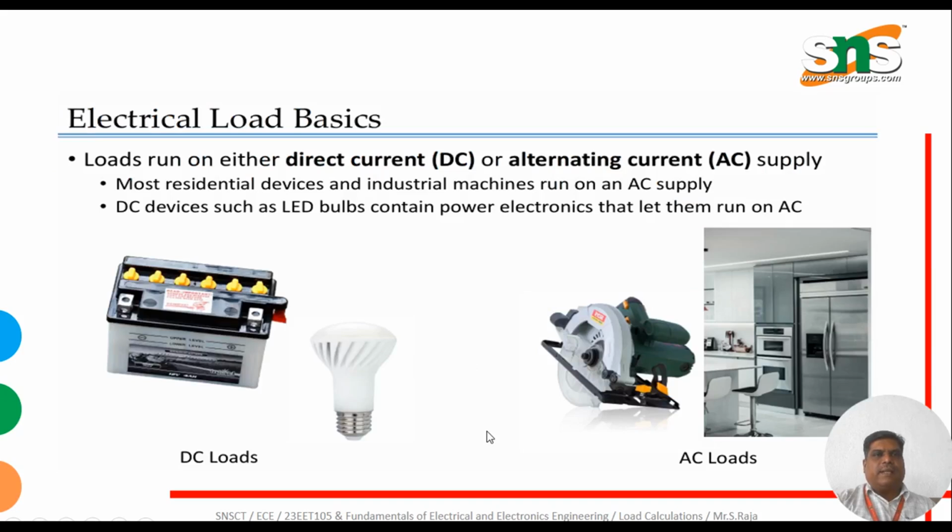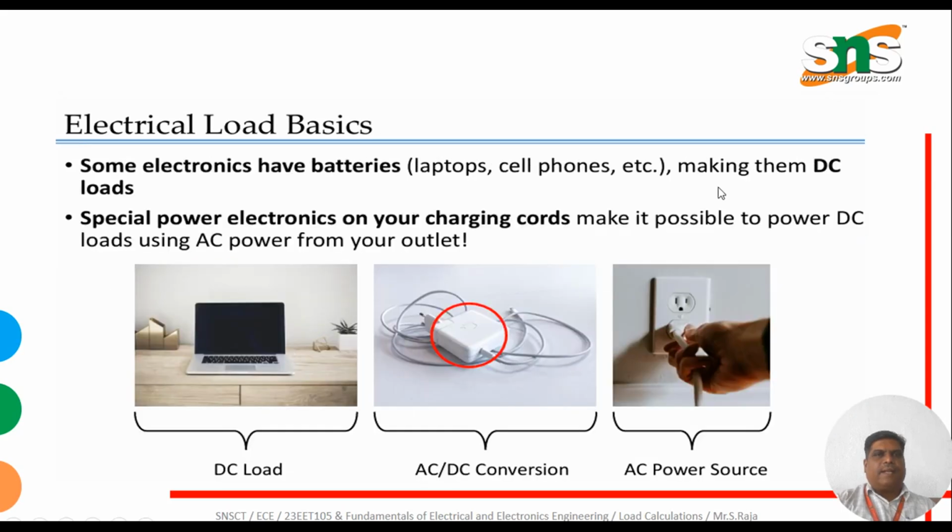Next, electrical load basics. Electrical loads run on either direct current or alternating current supply. Most residential devices and industrial machines run on AC only. DC devices such as LED bulbs contain power electronics that run on AC. Some electronics have batteries, such as laptops and cell phones, making them DC loads. Special power electronics in your charging cards make it possible to power DC loads using AC power from the outlet.